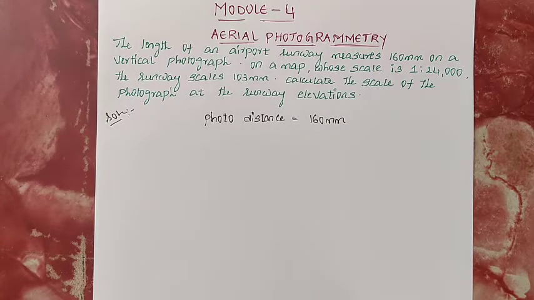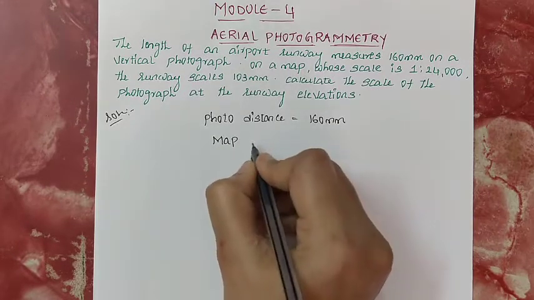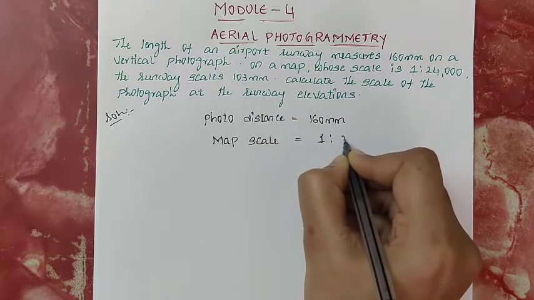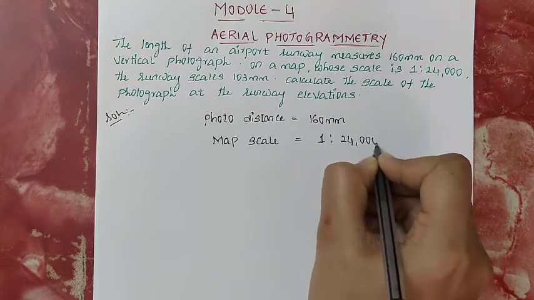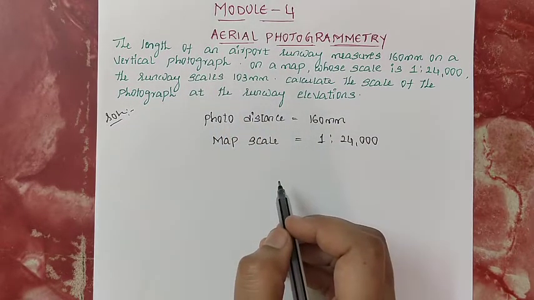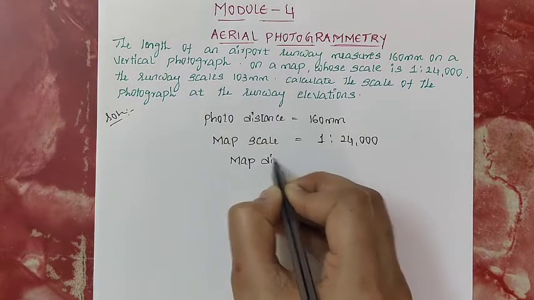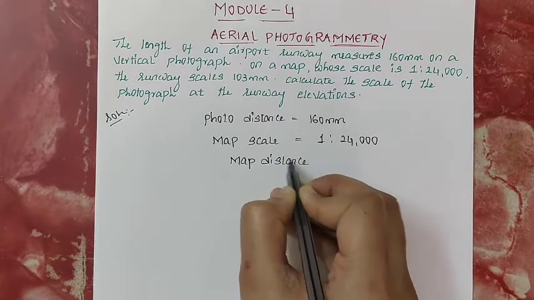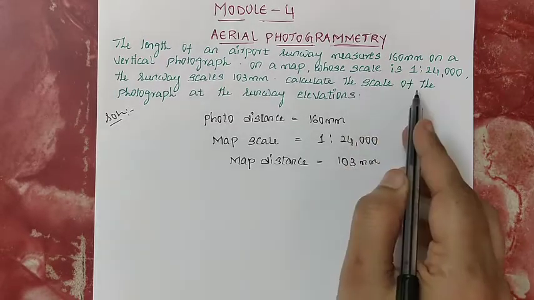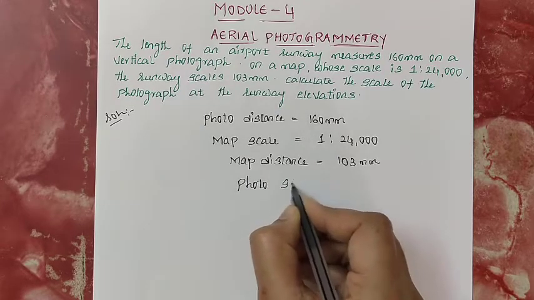On a map whose scale is 1:24,000, that means the map scale they have given. One is to 24,000. The runway scales 103 mm. Okay, that is the map distance they have given. That is 103 mm. You need to calculate the scale of the photograph, that is the photo scale.